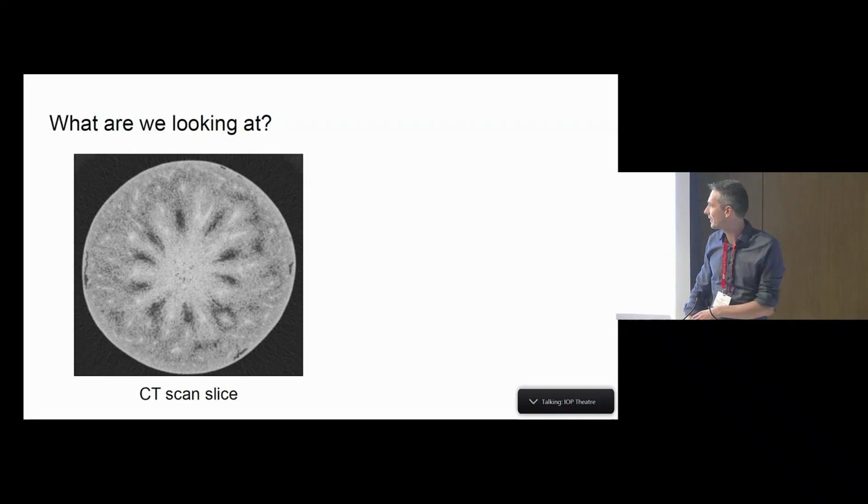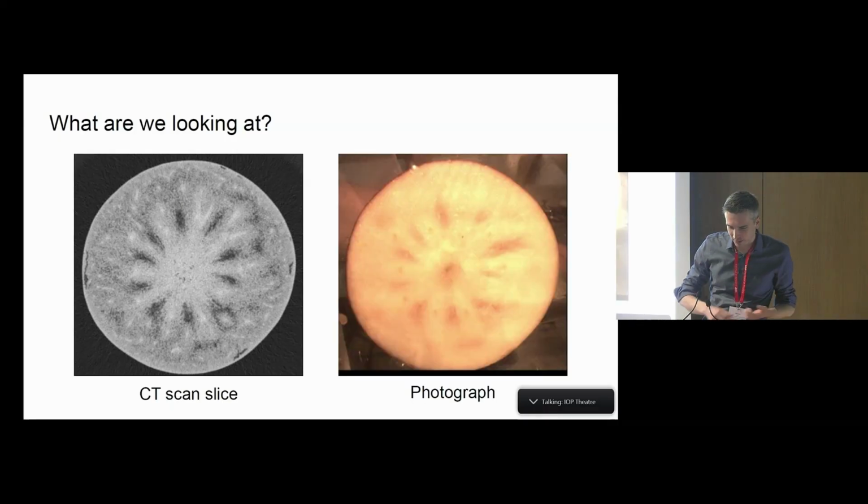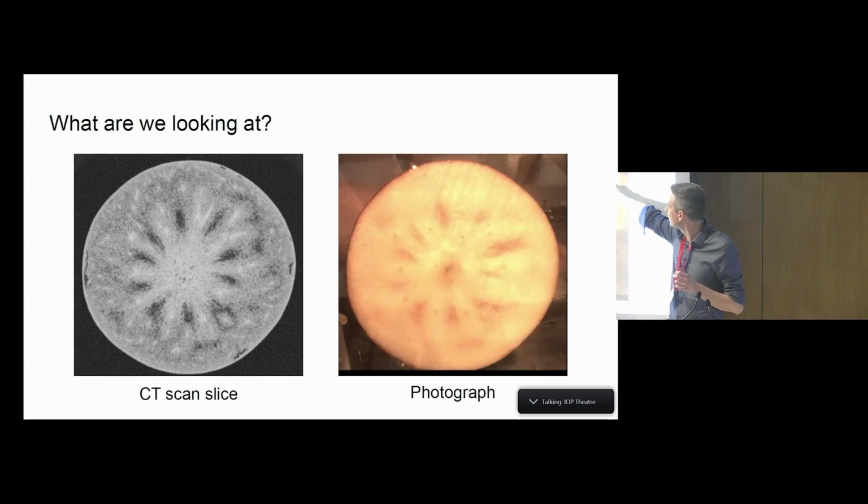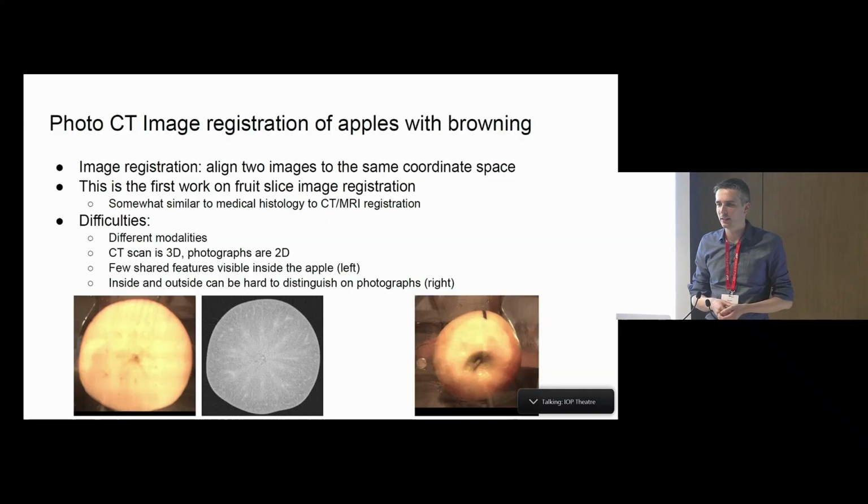So as you can see now, this is a CT scan slice of an apple, but it's not that clear what's really happening here. So it is quite a lot nicer if you have a photograph next to it, because now you can see, oh, hey, this is an apple with browning, and these brown spots that you see here correspond with the dark spots on the CT scan. So I set out to make a data set like this of photographs and CT slices. And to make this data set, I made use of image registration.